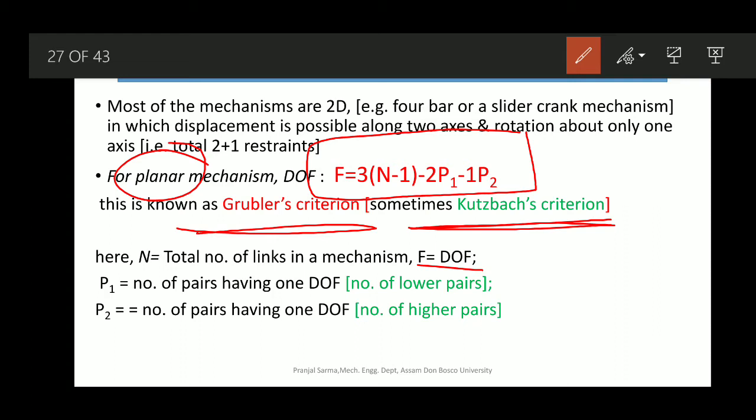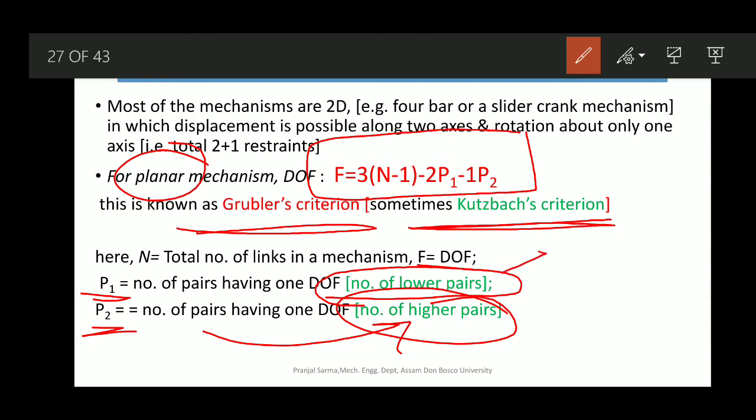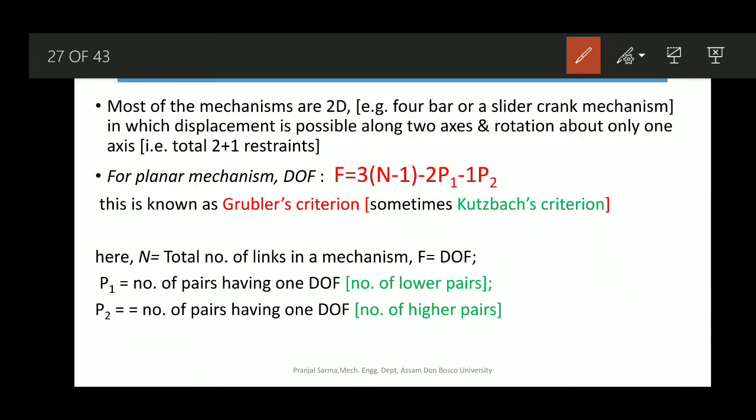Now for solving problems in the subsequent classes, there is another consideration. p1 is nothing but the number of lower pairs. If we can directly find out how many lower pairs are there in that mechanism, we can substitute it for p1. Similarly, p2 is the number of higher pairs. So what is a lower pair? It is surface contact. Similarly, in case of higher pairs, we have line or point contact. It is either line contact or point contact.